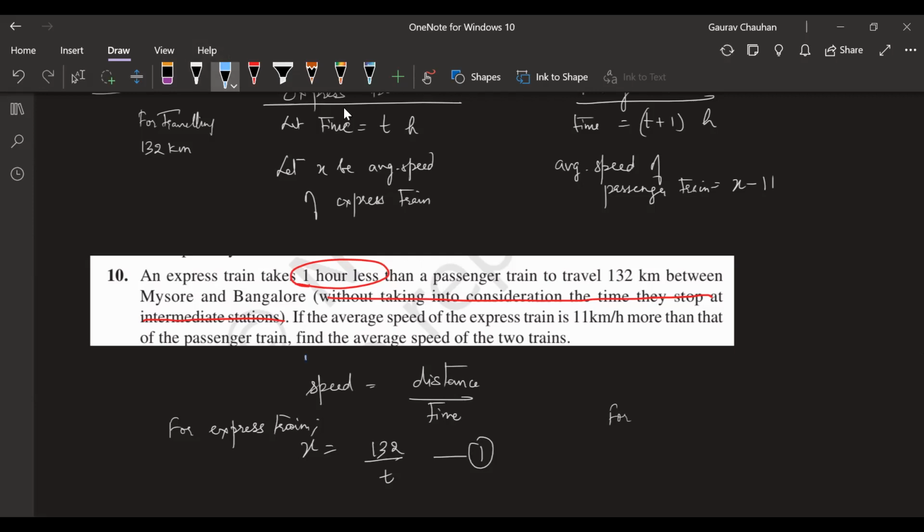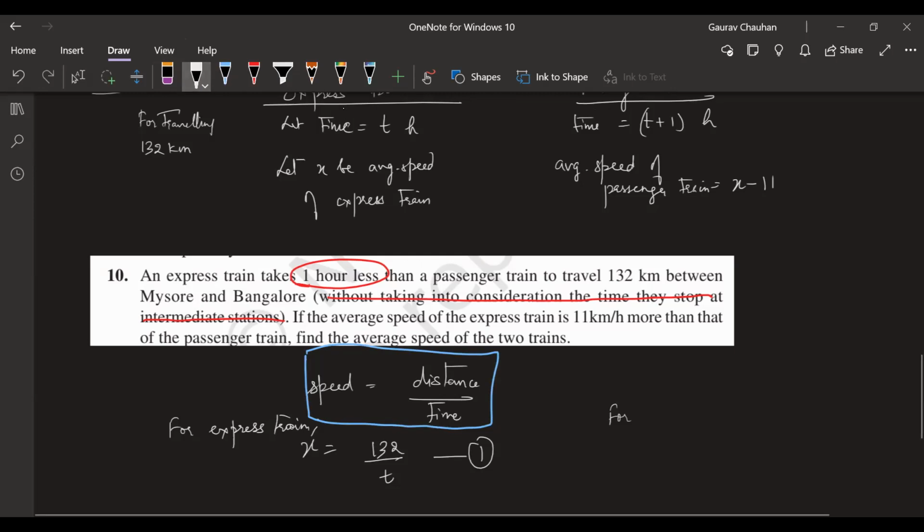Same formula you have to use, Bindu. Just substitute things in this formula. Sir, now I have to say for passenger train, sir. Yeah. For passenger train, you put in this formula. What do you get? What do you get here?